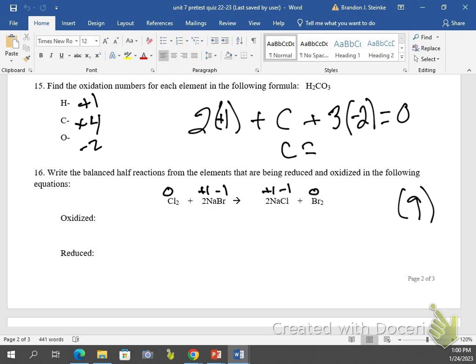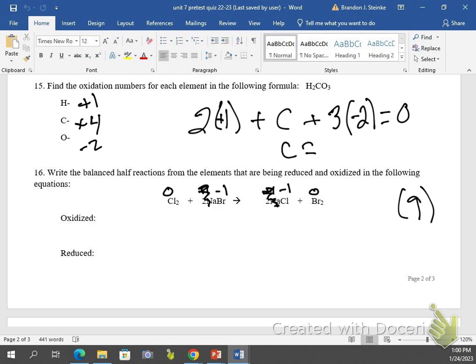All right. So then I connect. Well, I see that, let's see here. Sodium is a non-player because its oxidation state has not changed. It went from +1 and it stayed at +1. So sodium's not a part of this, right?